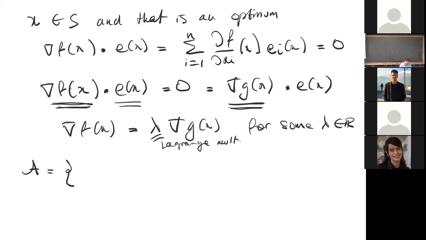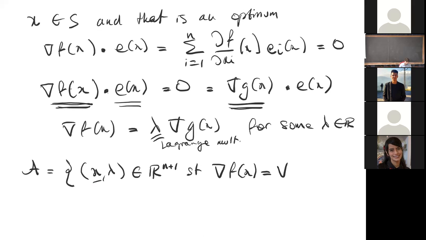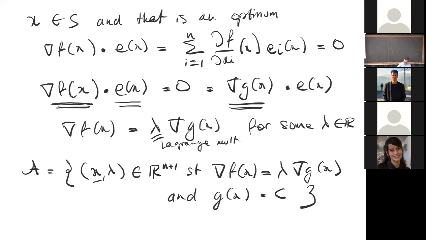So the set of solutions are the points (x, lambda) belonging to the space R^(n+1), because x belongs to R^n and lambda is just a scalar, such that the gradient of f in x is equal to lambda times the gradient of g in x, and we also should not forget our constraint, which was g of x is equal to c. Okay?